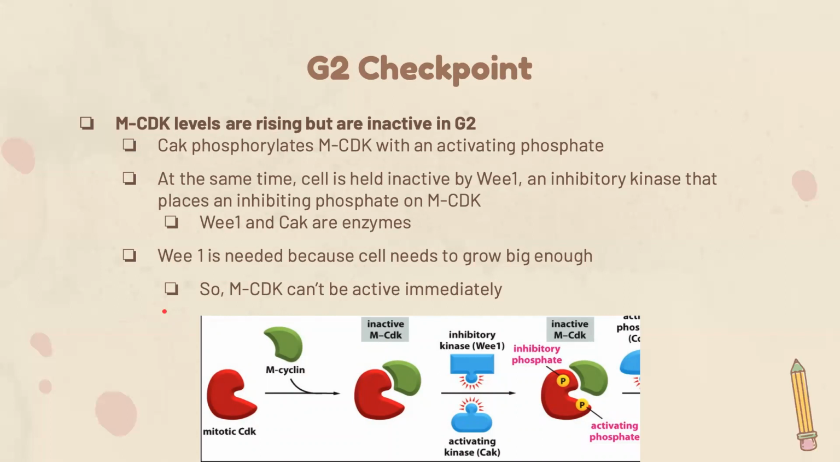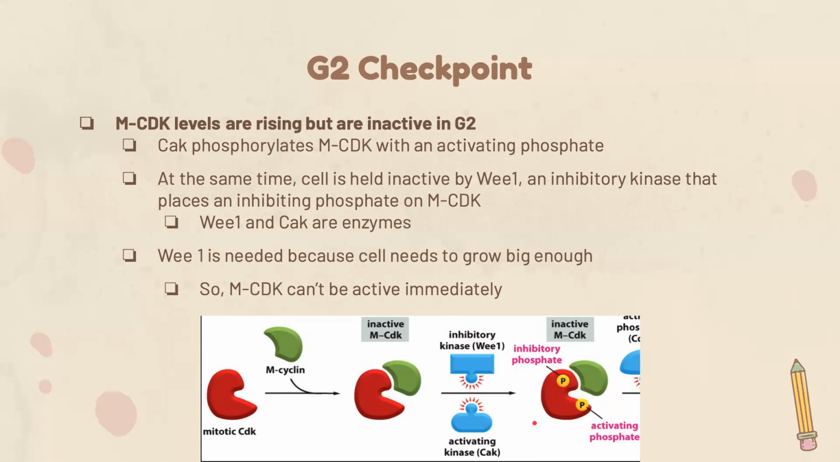During G2, your mCDK levels are rising, but it is still inactive, because in order for CDK to be active, it has to be bound to cyclin. In this case, cyclin and CDK bind, but it's still inactive because there's no activating phosphate yet. Simultaneously, you have WEE1 kinase and CAC, which is another type of kinase. WEE1 is inhibitory, CAC is activating. They both put phosphates onto the mCDK, but two different phosphates: one inhibitory from WEE1, and one activating from CAC.